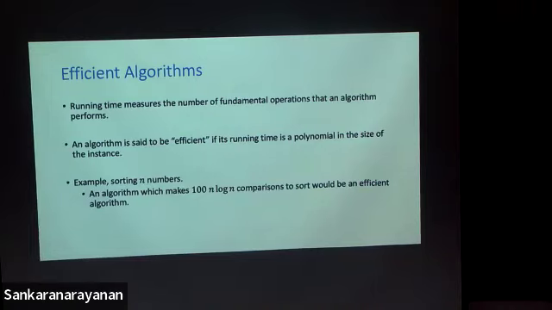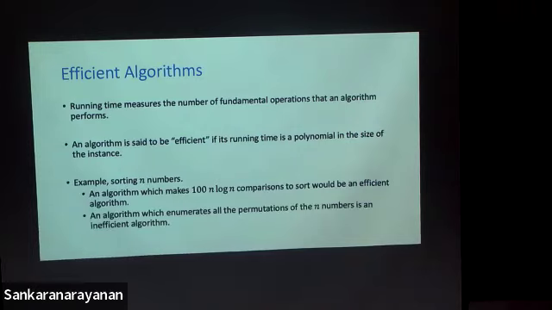Whereas an inefficient algorithm would be, let's say you enumerate all the n factorial permutations and then look at the one which is respecting the sorted order. That would be an inefficient algorithm, right? Because the running time of that would be n factorial, which is exponential. So that's not a polynomial. Okay, so is everyone clear what an efficient algorithm is?